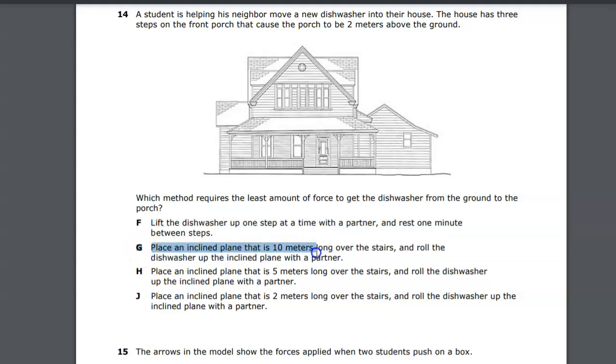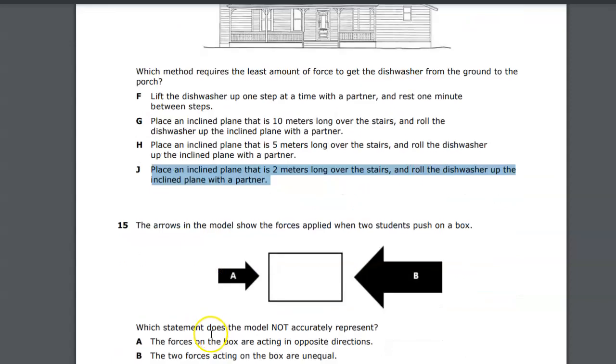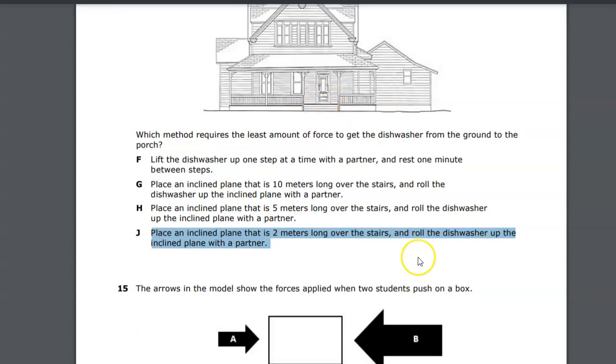G, place an inclined plane that is 10 meters long over the stairs and roll the dishwasher up the inclined plane. H, place an inclined plane 5 meters long over the stairs and roll the dishwasher up the inclined plane with a partner. J, place an inclined plane 2 meters long over the stairs and roll the dishwasher up the inclined plane with a partner. Which is the best method for reducing the amount of force needed?